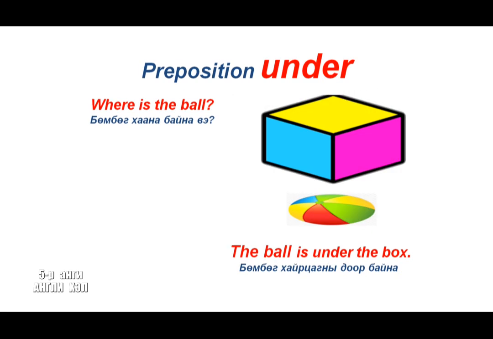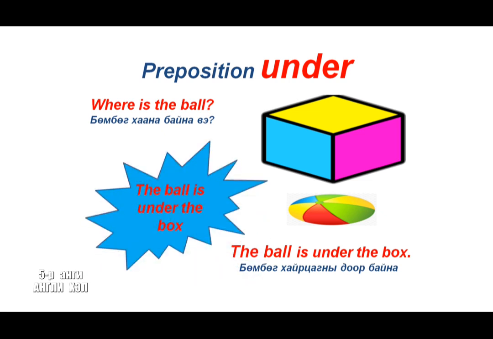Next, okay. Preposition is under. Under. Where is the ball? Where is the ball? The ball is under the box. Where is the ball? The ball is under the box.